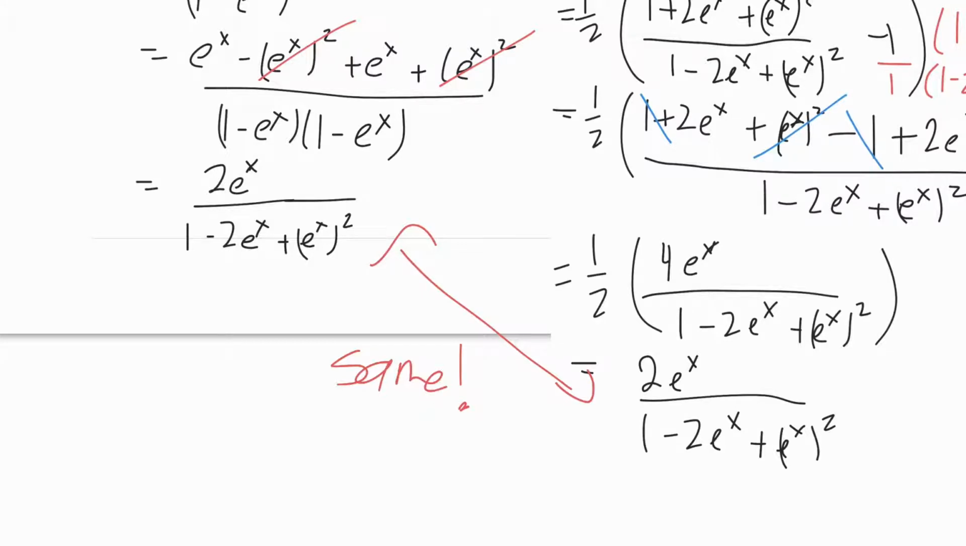So we did it. Therefore, y equal to (1 plus e to the x) over (1 minus e to the x) is a solution. It checks out, because when you plug it in, you get the same on the left-hand side as you do on the right-hand side. Okay, so we found a solution. That was pretty good.